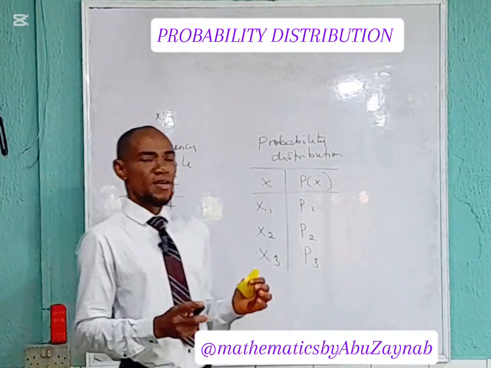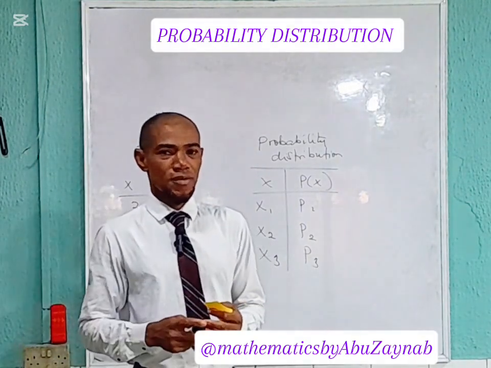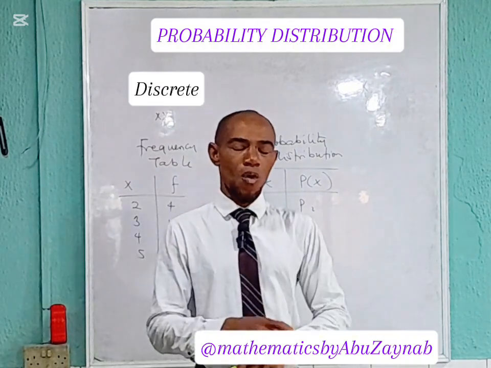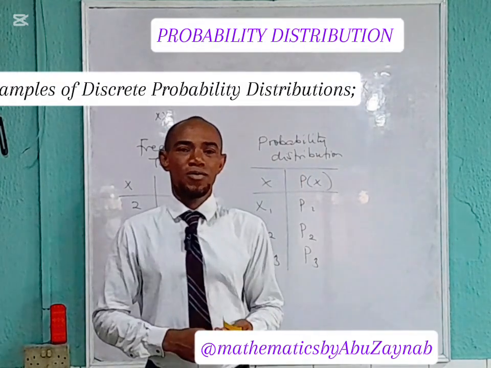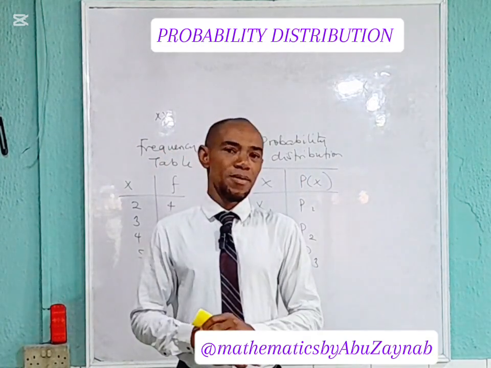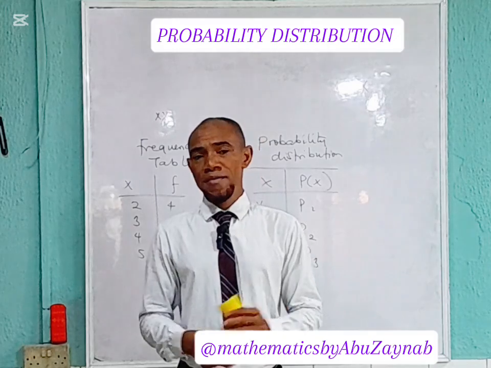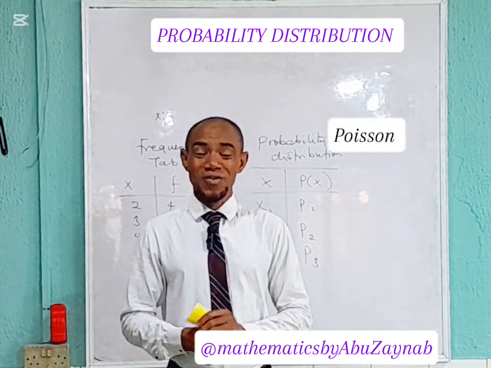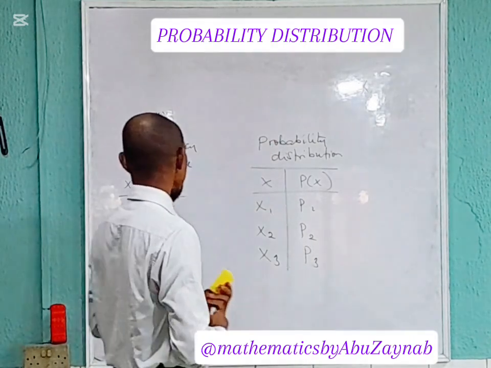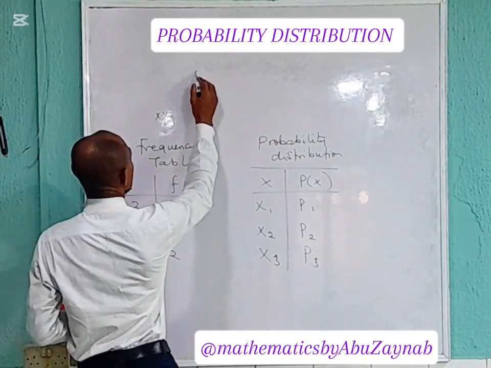Now, probability distributions have basically 2 categories. We have either the discrete or the continuous. For the discrete, a lot of examples abound. We have, for example, the Bernoulli distribution, the binomial distribution, and the Poisson distribution. These are examples of discrete distributions.